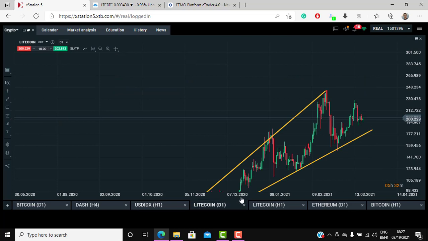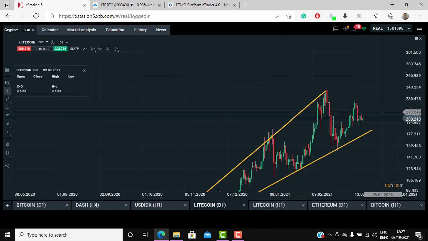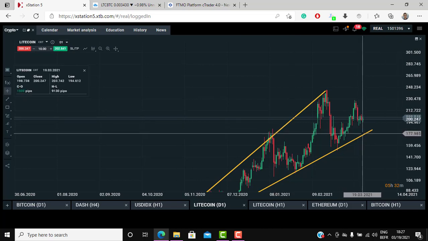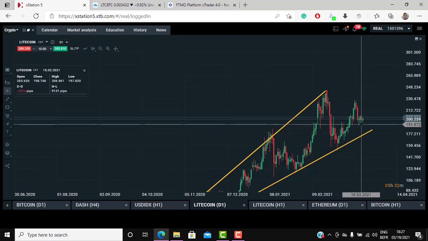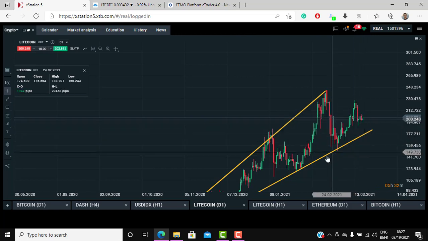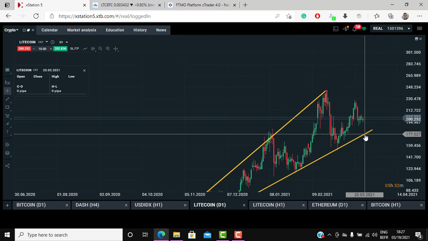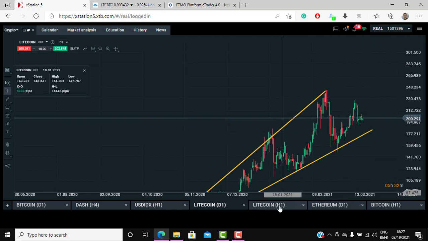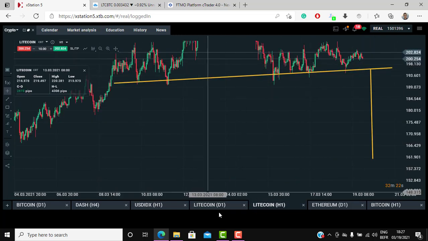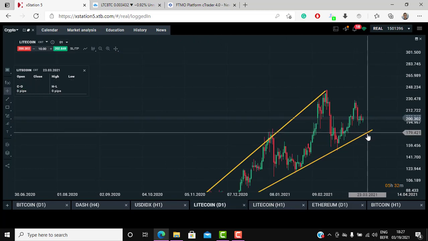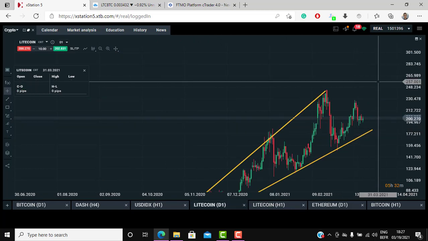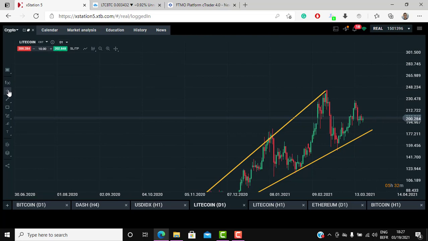Which, if we go back to the daily charts around here, the lows are around 170. So it means that we could have a little bit of a sell-off. If this pattern is complete, we could have a small fake out and then bounce back. This is one scenario that could play out.